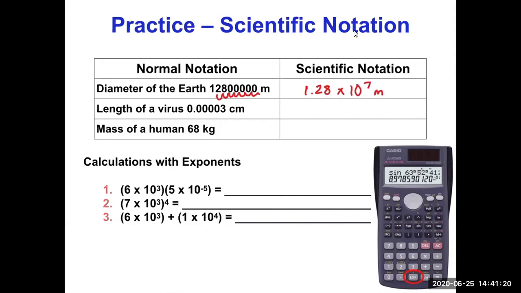Okay. And the length of a virus, this is a very small number, so we'll be moving the decimal the other direction. That's 1, 2, 3, 4, 5. So 3 times 10 now to the negative 5, because that is a very small number. And the mass of a human in kilograms, although we would normally leave it at 68 kilograms, but if we had to put that in scientific notation, it would be 6.8 times 10 to the first power, and that's in kilograms. And I almost forgot my units on the length of the virus.